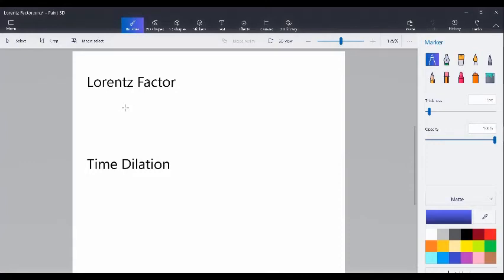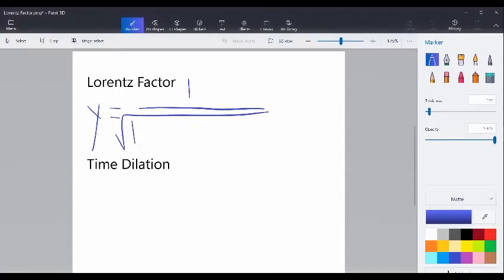This video is on special relativity and specifically the Lorentz factor, time dilation, and a program that I wrote to calculate time dilation. So I'm going to write in the equations here for the Lorentz factor, which is given by gamma equals 1 over the square root of 1 minus (v over c) squared.